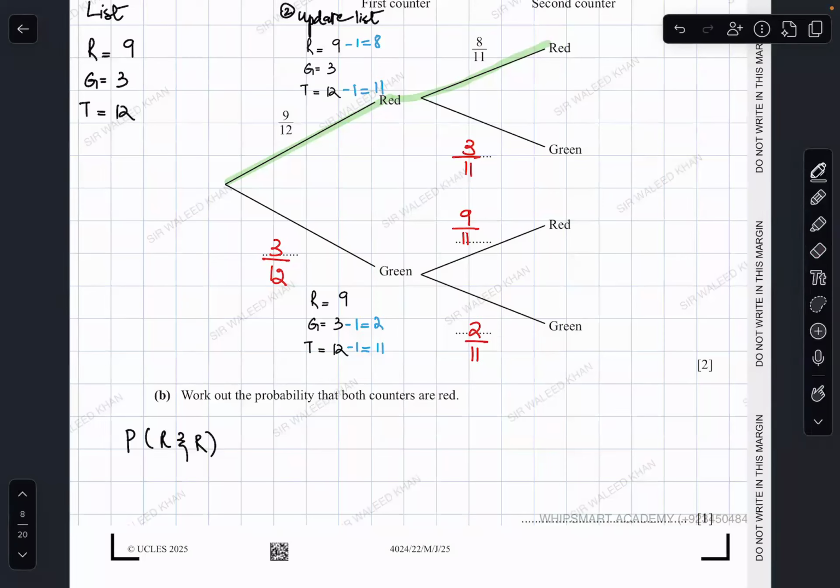Okay. So in this question, they are just talking about finding the probability of the first being red and the second being red. So that will be 9 by 12 times 8 by 11.